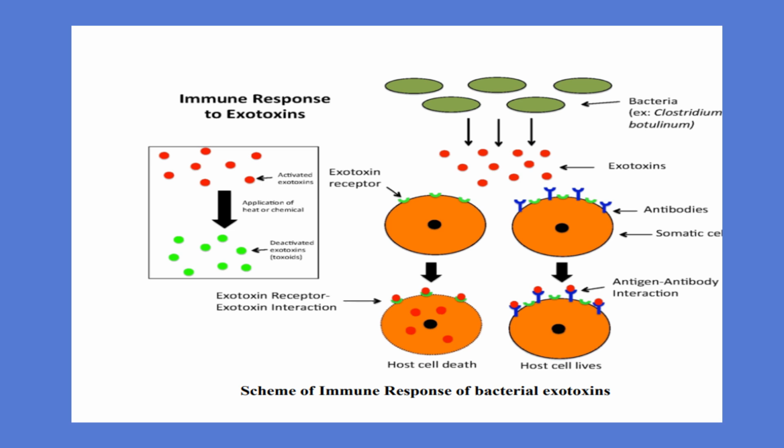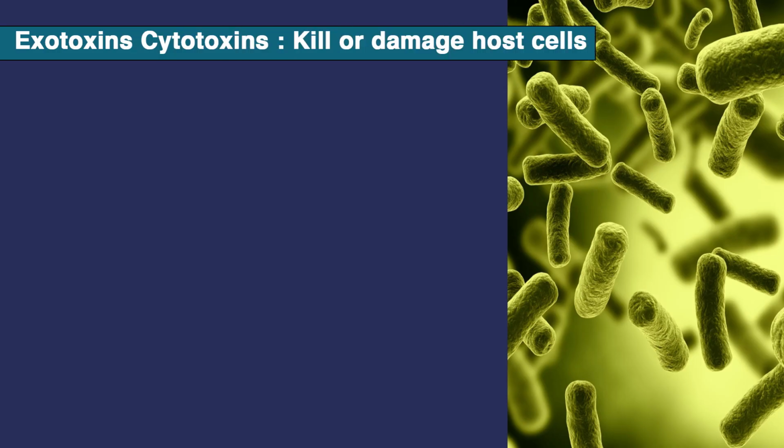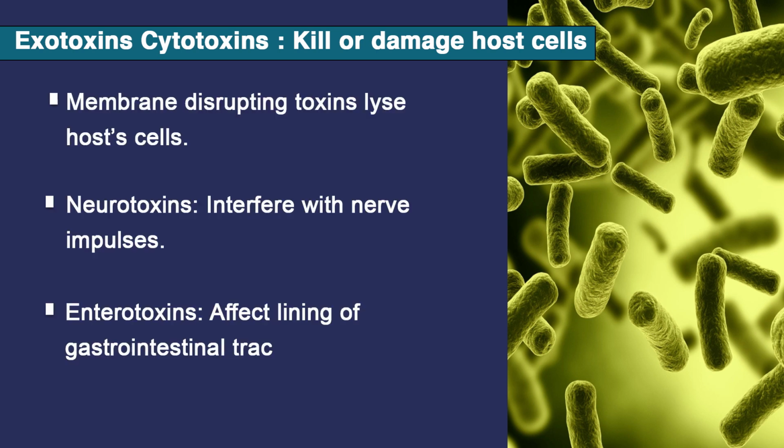This figure also shows that application of heat or chemicals to exotoxin can result in the deactivation of the exotoxin. The deactivated exotoxins are called toxoids and are not harmful to somatic cells. Exotoxins and cytotoxins kill or damage the host cell through membrane-disrupting toxins, neurotoxins, enterotoxins, superantigens and toxoids. Membrane-disrupting toxins lyse the host cell by making protein channels in the plasma membrane and disrupting the phospholipid bilayer.